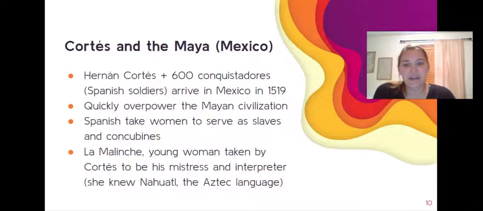So let's first talk Hernan Cortes and the Maya. So Hernan Cortes is probably the most famous of the Spanish conquistadors. And so he and 600 of these Spanish soldiers are going to arrive in Mexico in 1519. They're going to land on the Yucatan Peninsula, which is where we're going to see our Mayan civilizations. They are going to quickly overpower them and take on women to serve as slaves and concubines.